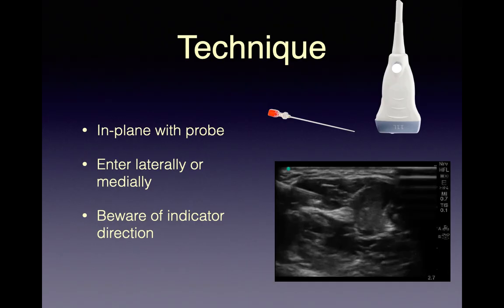If we look at the animation in the top right corner of the slide, we see the needle entering from the indicator side of the probe. The needle is approaching the nerve from the indicator side of the screen on the corresponding image below, and I have it labeled in green. If one were to choose to come from the opposite side of the probe, it would enter from the right side of the sono image instead.